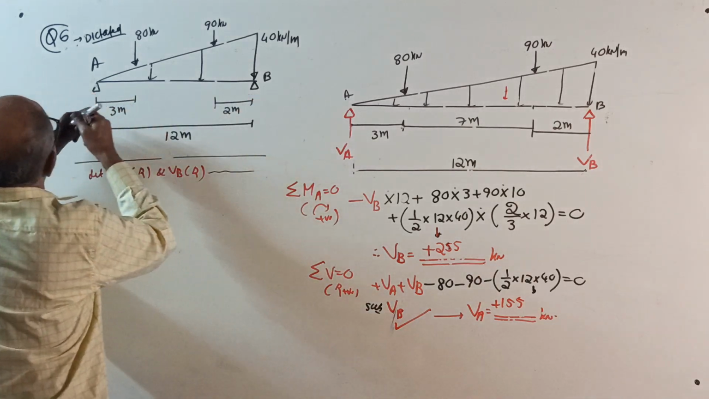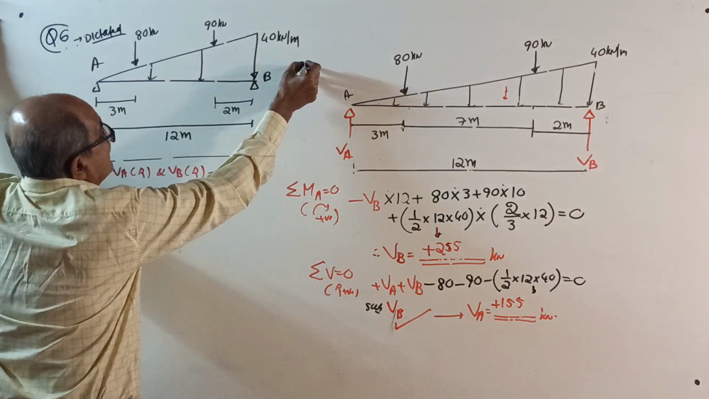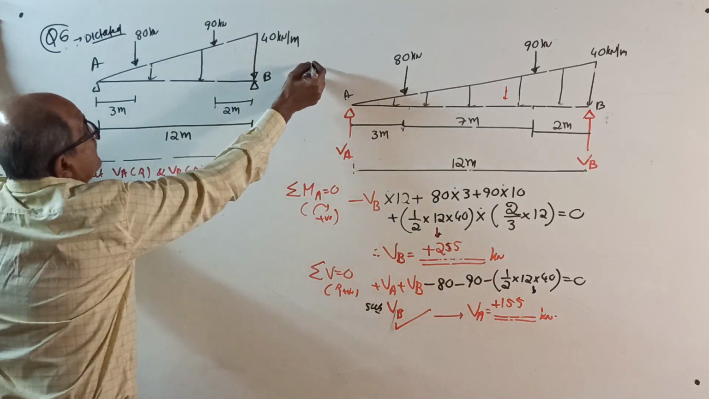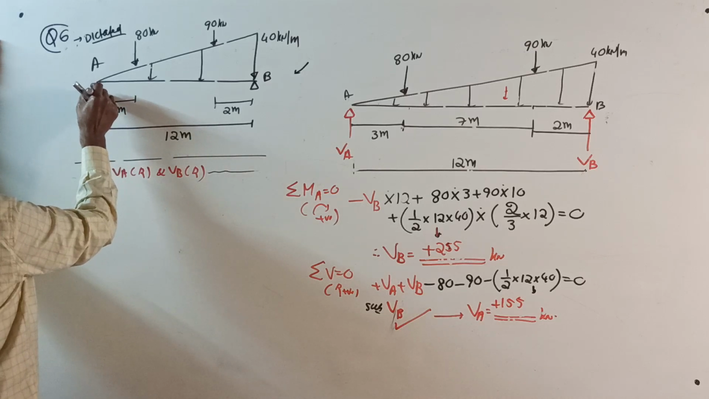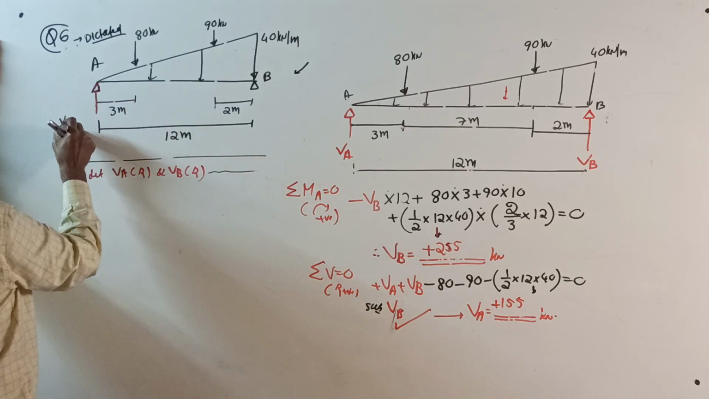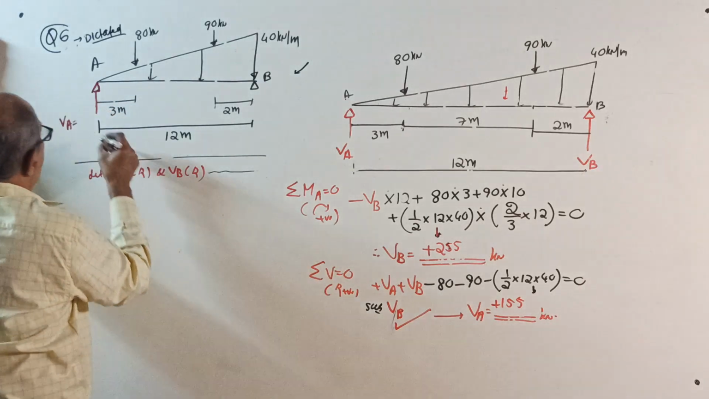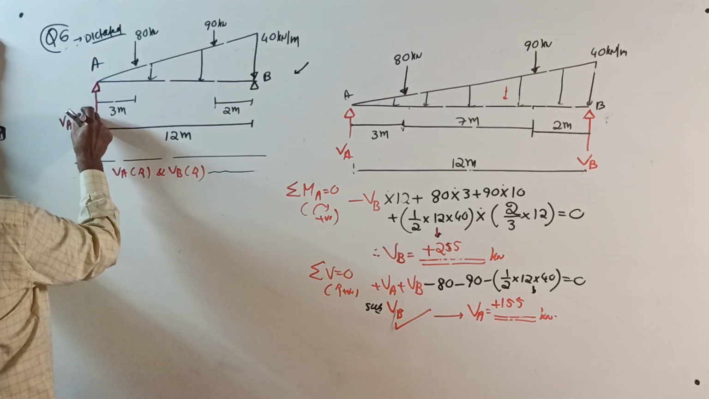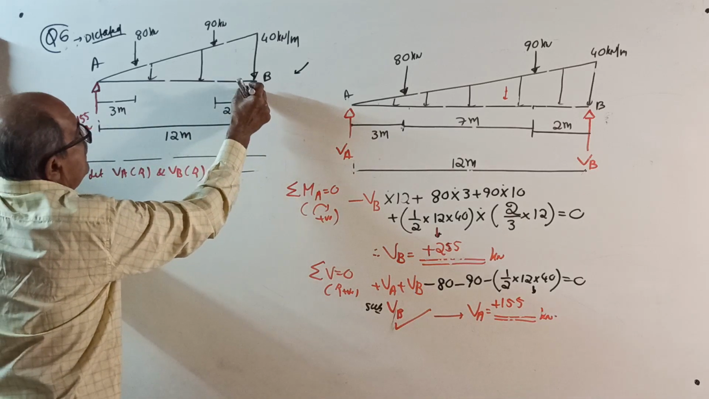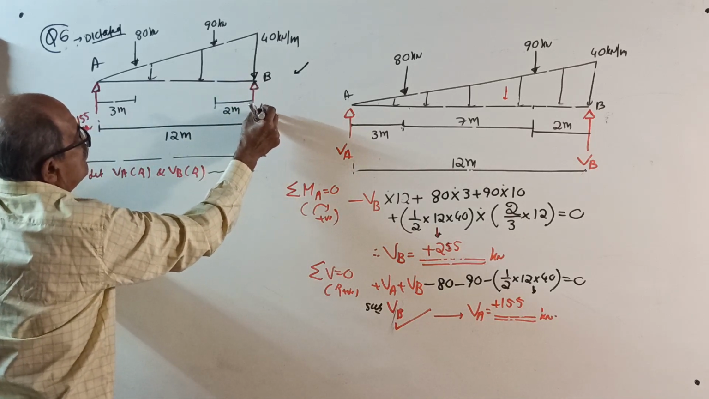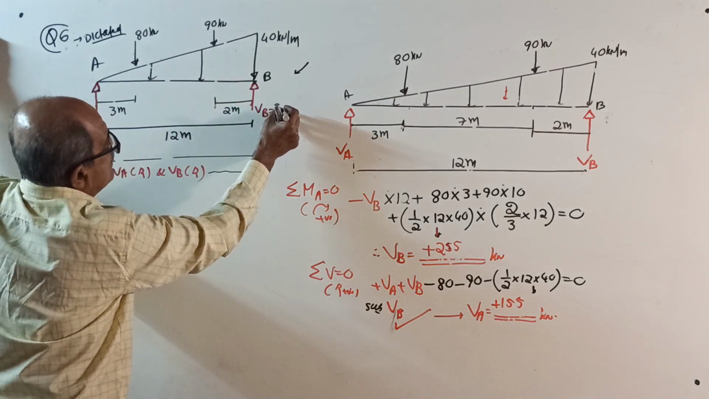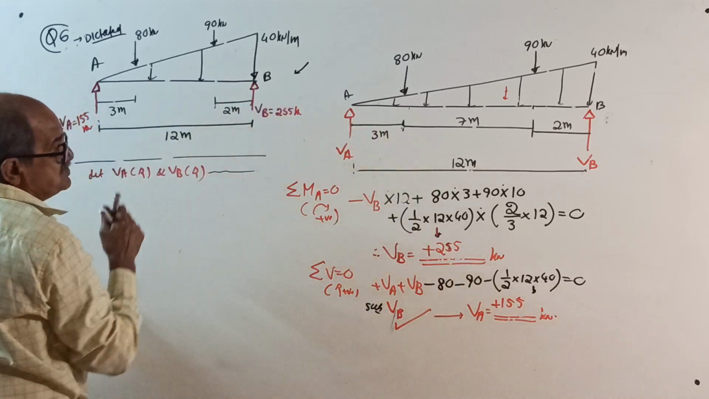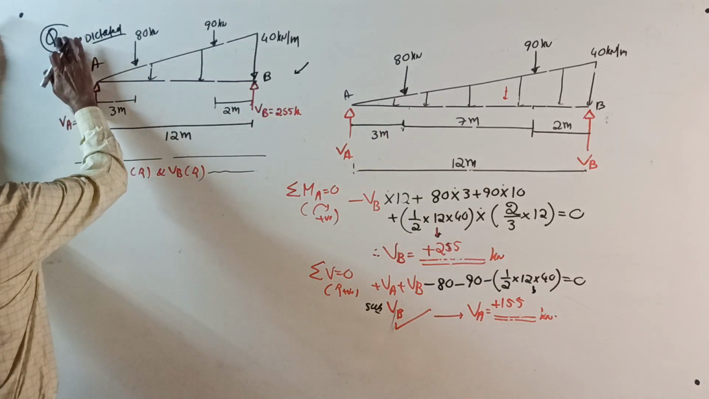Therefore, lastly, final answer right here. Therefore, support reactions will be, you write an arrow mark here and write VA equal to 155 kilonewton and VB equal to, put once again the sketch, 255 kilonewton, and close the question. Okay, now question number 7.